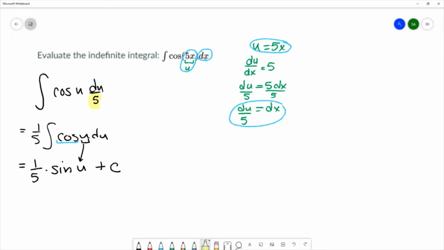And then finally, we want to bring back our original variable. So our original variable was 5x. That's 1/5 sine of 5x plus c for our antiderivative of cosine 5x dx.